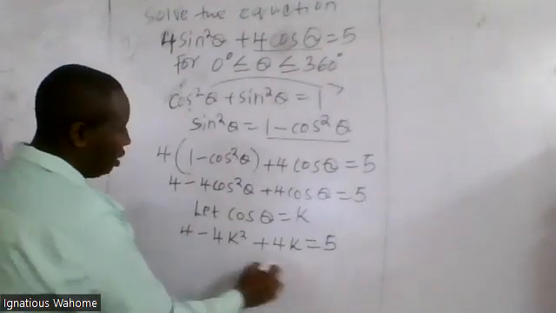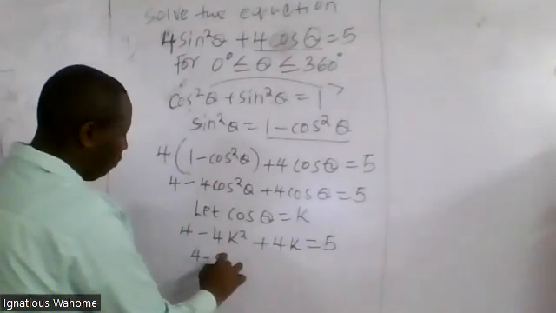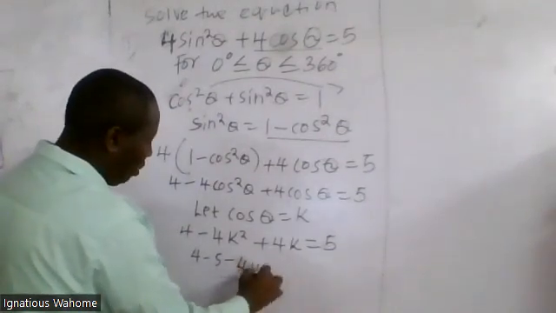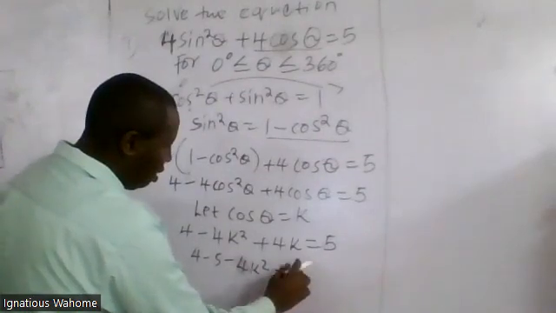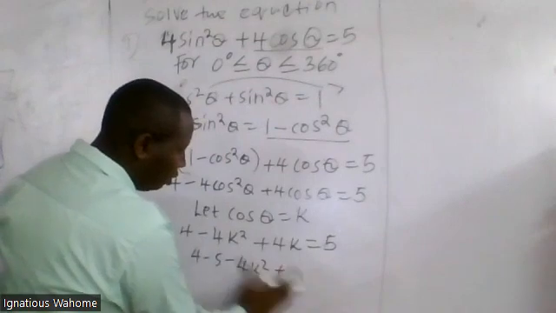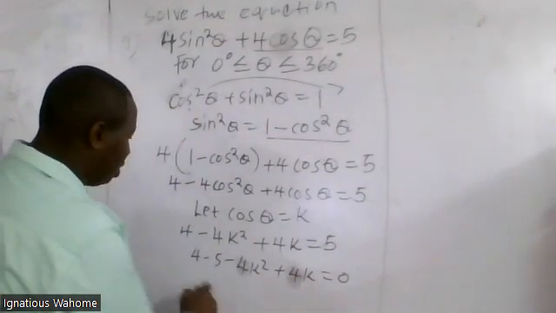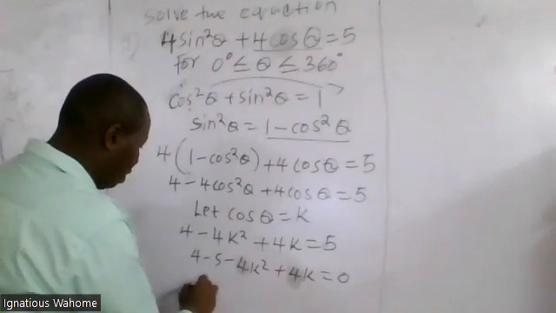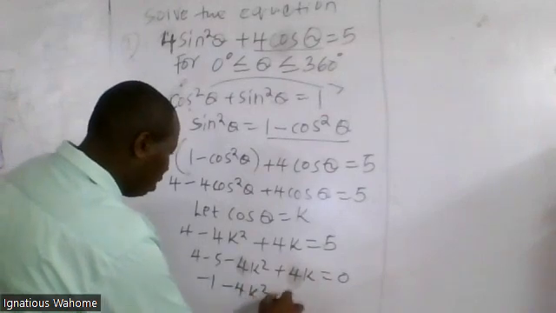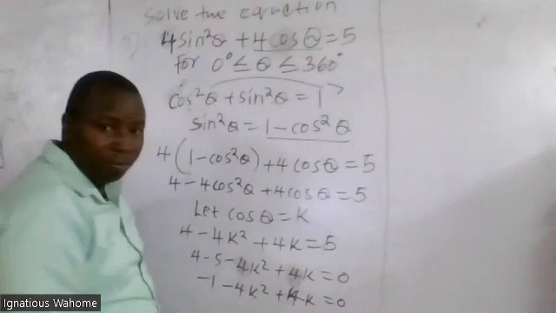Therefore, take this 5 and bring it to this side. You get 4 minus 5, minus 4k squared plus 4k is equal to 0. So 4 minus 5 is minus 1, minus 4k squared plus 4k is equal to 0.